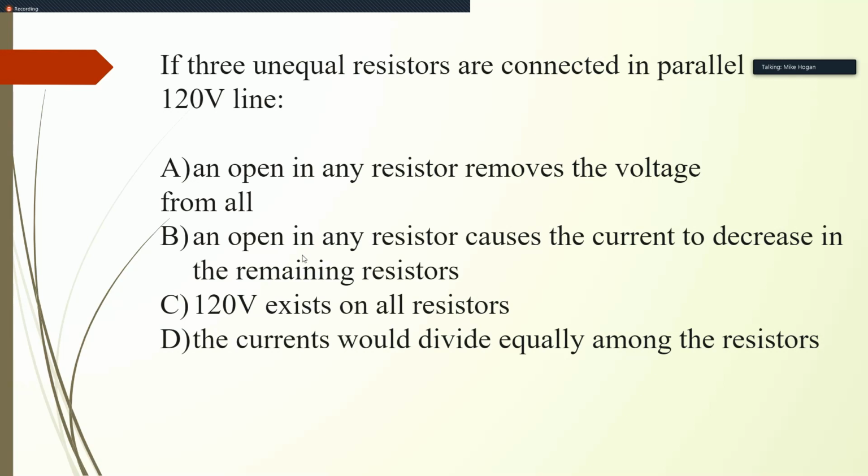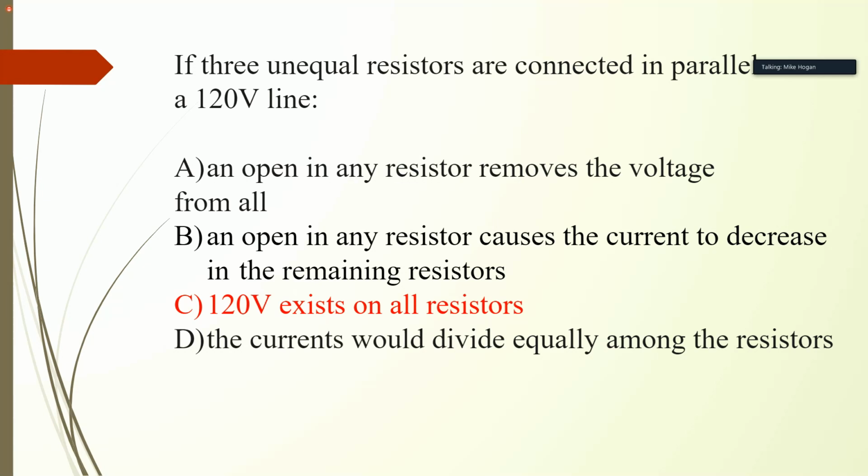B, an open in any resistor causes the current to decrease in the remaining resistors. Which answer did you say? C. It would still be 120 volts across all of them. Yeah, it'd still be 120 volts. The voltage is common in parallel, right? That was one of the early tenets that we said, and therefore all of those resistors are still in parallel. We're still going to have 120 volts across those resistors. Absolutely.